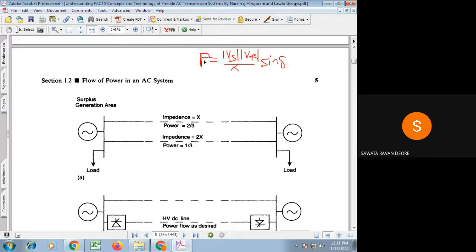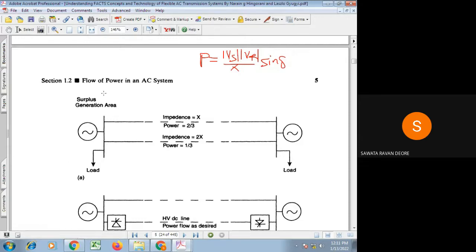Now, from this equation, if we want to control the power flow through a particular transmission line, that can be done either by controlling the end voltage of that transmission line in magnitude, or by controlling the phase angle of those end voltages, or by controlling the transmission line reactance. To understand this clearly, we consider parallel transmission lines and mesh transmission lines. First we understand it with the parallel transmission line.